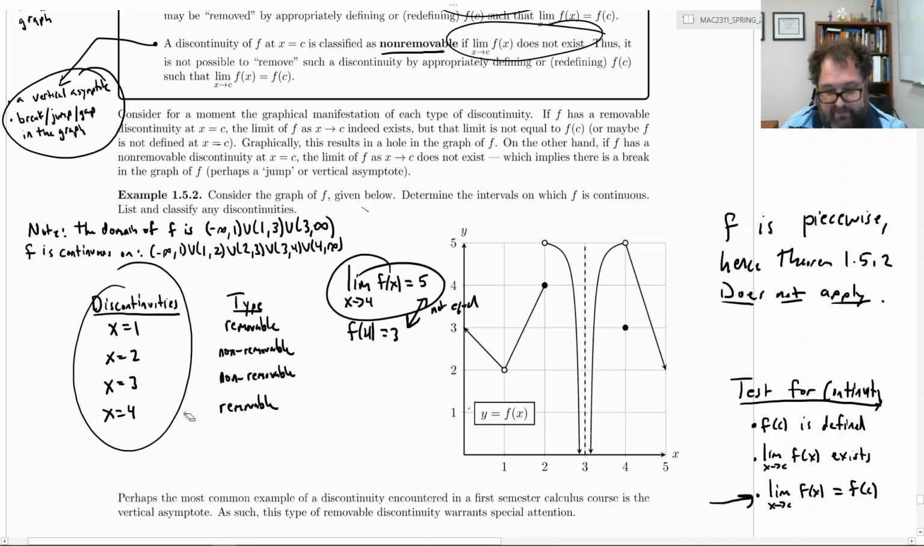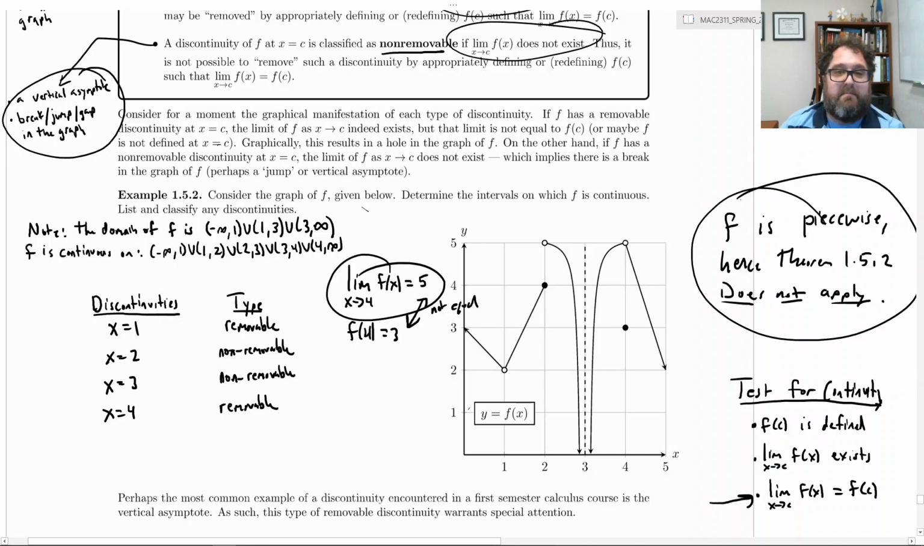So again, I want to drive the point home here that theorem 1.5.2 does not apply because this is a piecewise function. And we can see here explicitly that these two things are not equal. Theorem 1.5.2 guarantees they'll be equal if you have a specific type of function. But we don't have that specific type of function here. So that's why those two things are not equal. The domain, the intervals in which the function is defined, is not equal to the intervals in which the function is continuous. Okay, so there we are.